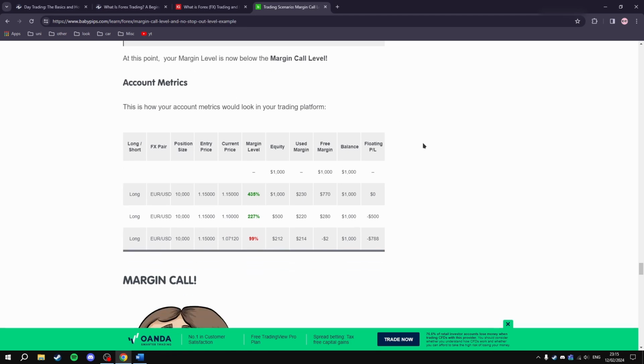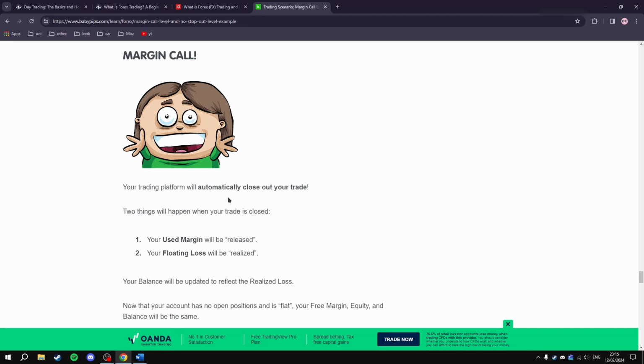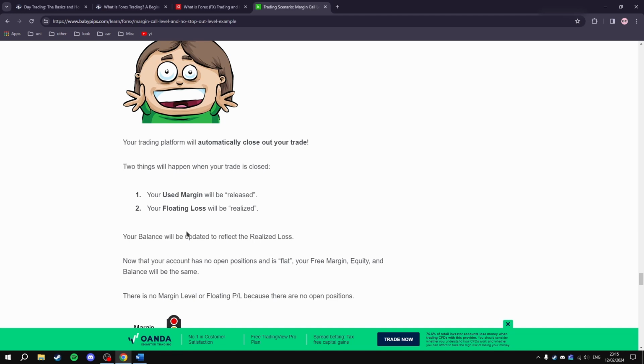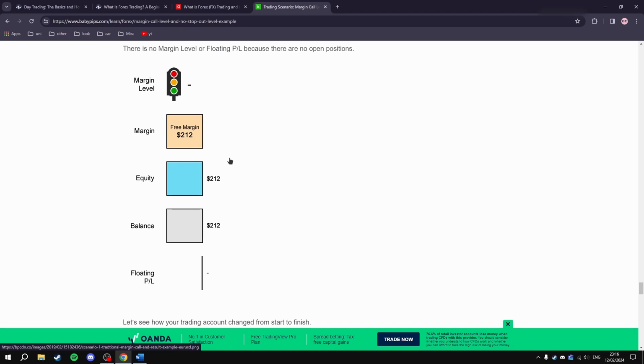Account metrics. This is how your account metrics will look in your trading platform. So green, green, and then red. Margin call. Your trading platform will automatically close out your trades. Two things will happen when your trade is closed. Your used margin will be released, your floating loss will be realized. Your balance will be updated to reflect the realized loss. Now that your account has no open positions and is flat, your free margin, equity and balance will be the same. There is no margin level or floating profit loss because there are no open positions.